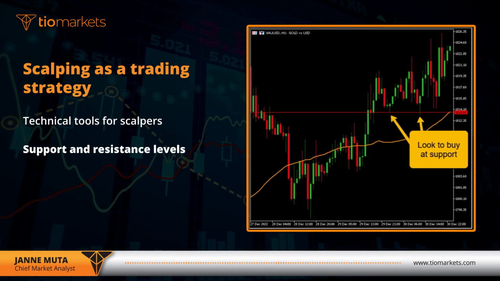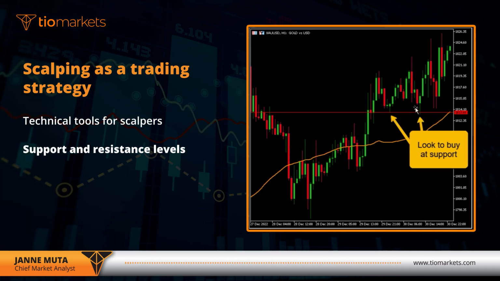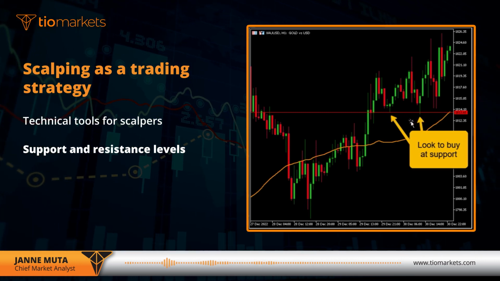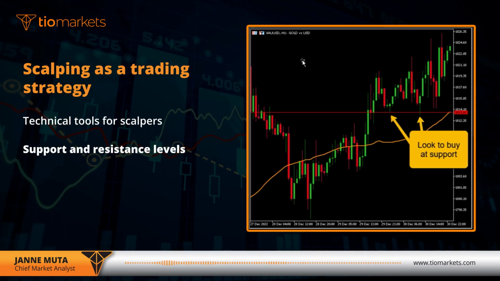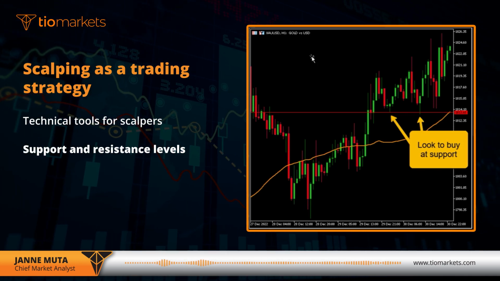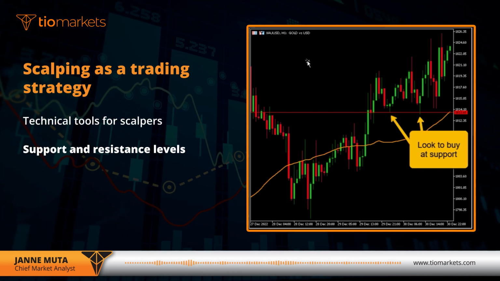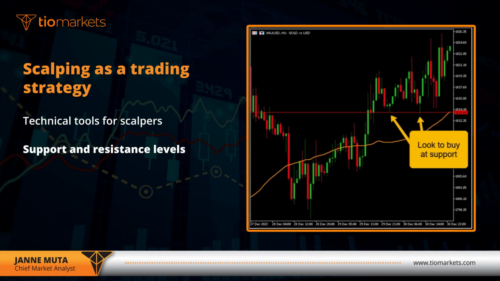Here I have an hourly chart and a support level where the price bounces higher. So I'm including this hourly chart here to highlight the fact that the same technical principles work in all time frames. Whether it's an hourly chart or a 1-minute chart in gold, you are still looking at the same principles.